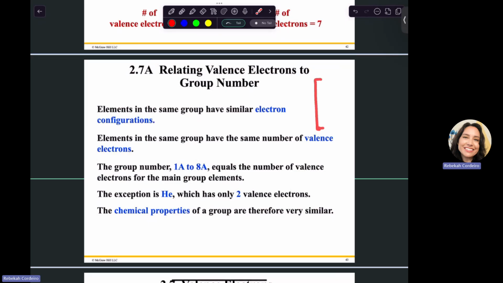Elements in the same group have similar electron configurations. Remember, groups are the columns on the periodic table. They have similar electron configurations because they have the same number of valence electrons. So everybody in one column will have the same number of valence electrons all the way down. This happens for the main group elements, so the tall columns, not the short columns. The exception is He, which only has 2 valence electrons; everybody else in its group has 8. The chemical properties are very similar because their valence electrons are similar. If everybody has a certain number of valence electrons on the outside, they'll behave very similarly. So we sometimes call them families because they behave in similar ways.